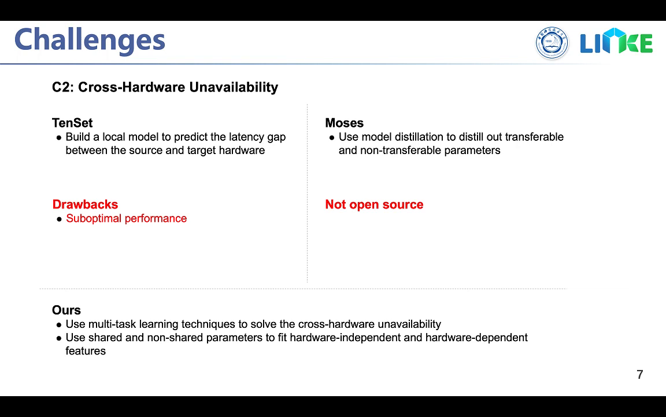Currently, there are limited studies on addressing cross-hardware unavailability. While TenSet employs transfer learning to tackle this challenge, its performance remains suboptimal. On the other hand, Moses employs model distillation as a solution, but it is not available as open source.